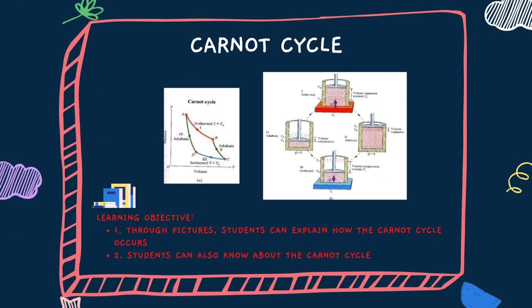The learning objectives. First, through the pictures, students can explain how the Carnot cycle occurs. Second, students can also know about the Carnot cycle. Picture A represents the PV or pressure-volume diagram of the Carnot cycle. The work done during a complete cycle is the area enclosed by the curve of the PV diagram. There is also heat transfer during the cycle, and this transfer occurs in stages 1 and 3, since stages 2 and 4 are adiabatic, and therefore there is by definition no heat transfer during them.